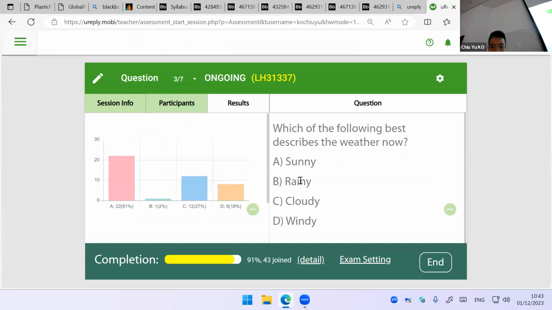Some of you think it's cloudy. Yeah, probably. But after the exam, you'll be sunny.